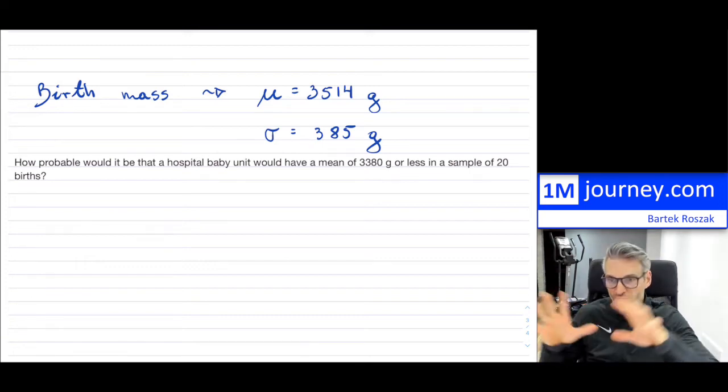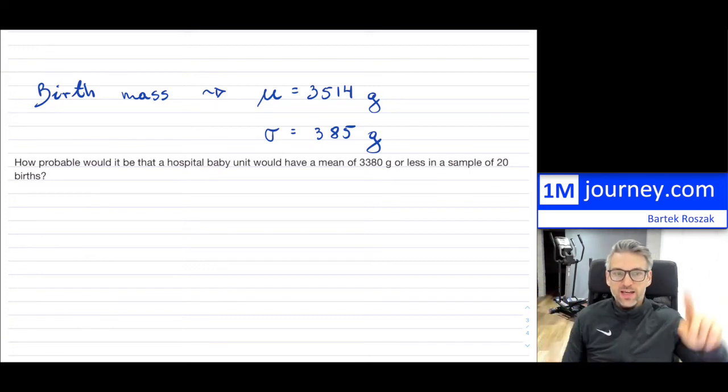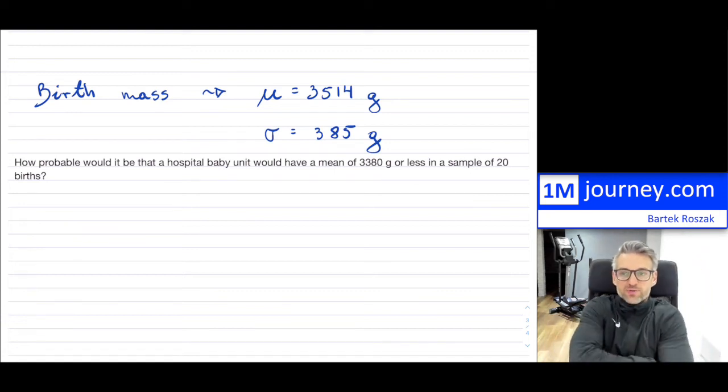Now, if you want to see the full example of this and the calculations, I can put up the link to all the different examples I did for normal distribution. But in here, there's an interesting question that I want to apply to this repeated sampling. It asks: how probable would it be that a hospital baby unit would have a mean of 3,380 grams or less in a sample of 20 births?